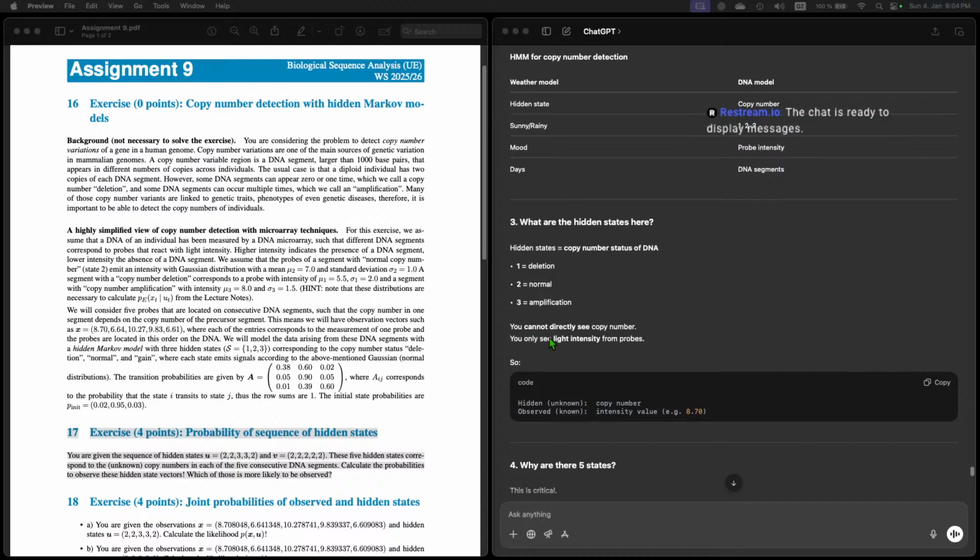What are the hidden states? You cannot directly see copy numbers. You can only see light intensity from the probes.